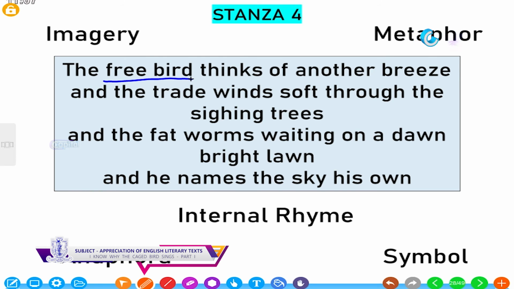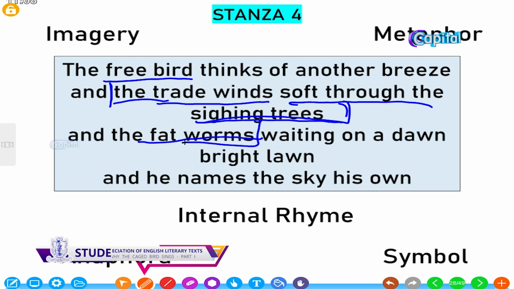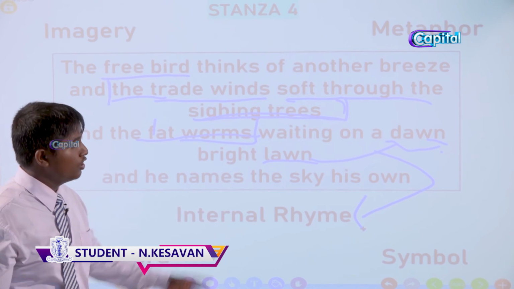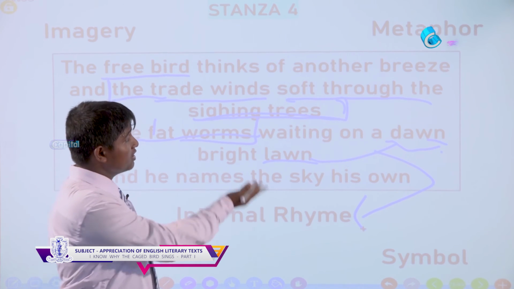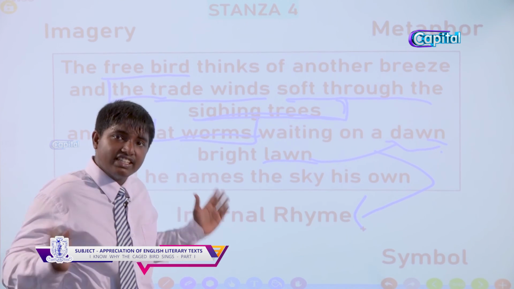Thinks of another breeze, and the trade winds soft through the sighing trees. This line, we can consider it later, but it has more importance than anything. And the fat worms is a metaphor, waiting on a dawn bright lawn, and he names the sky his own. So what can you find? Dawn, bright lawn. It's an internal rhyme. Dawn and lawn, yes, there's a rhyming, but it has more impact than a normal rhyme. The internal rhyme has more impact in just a single line.